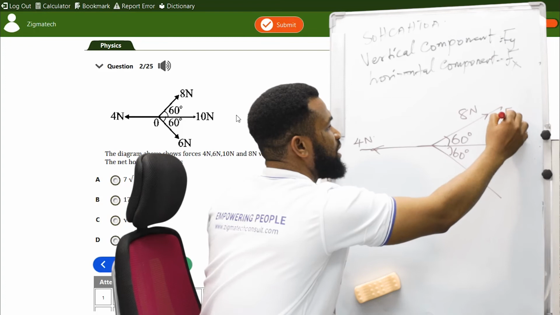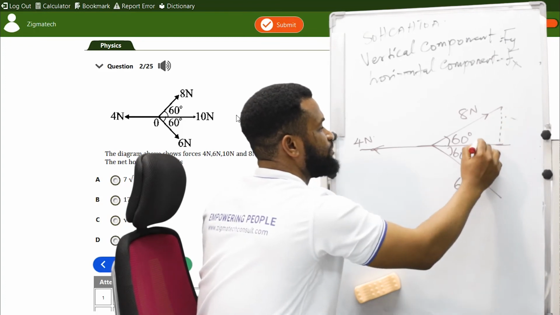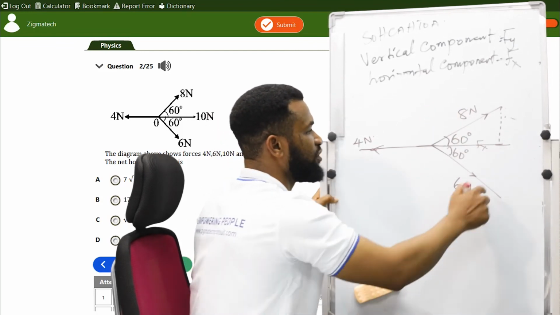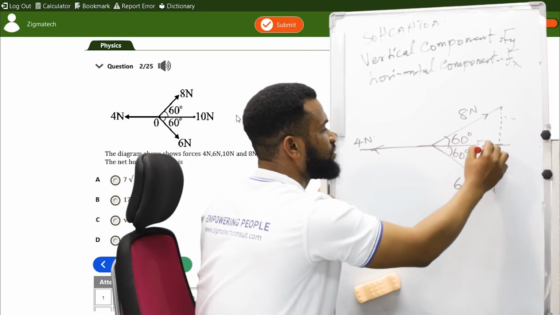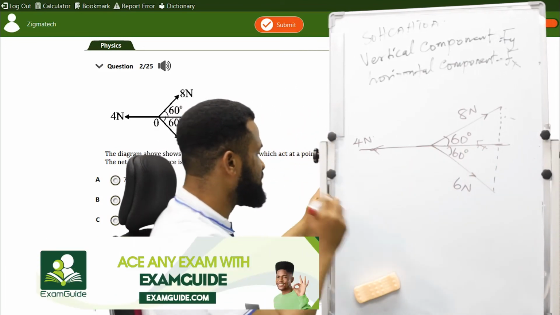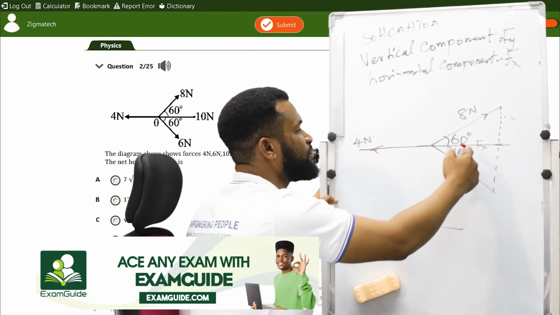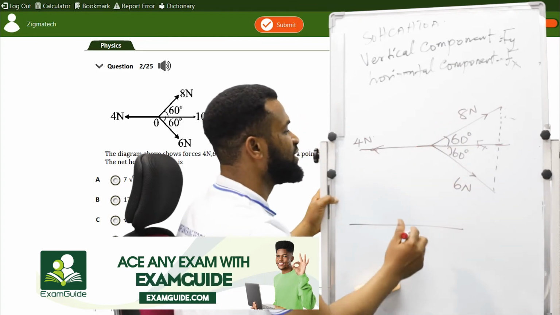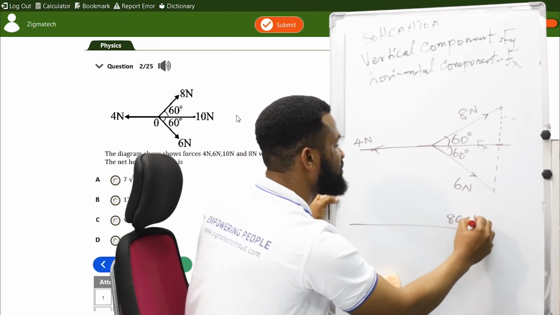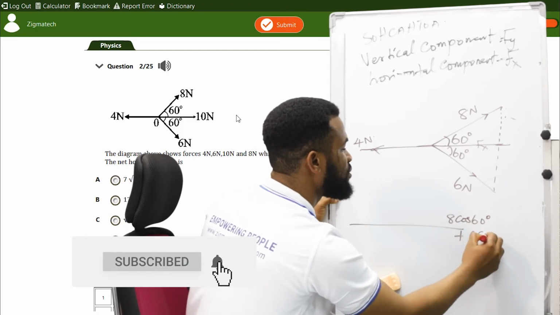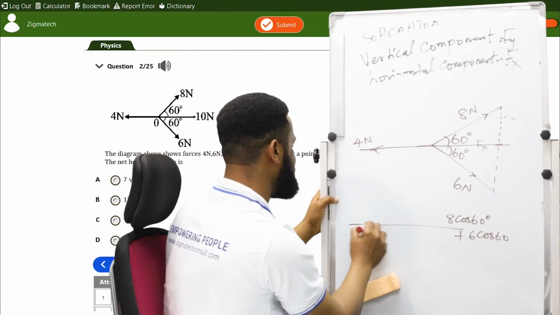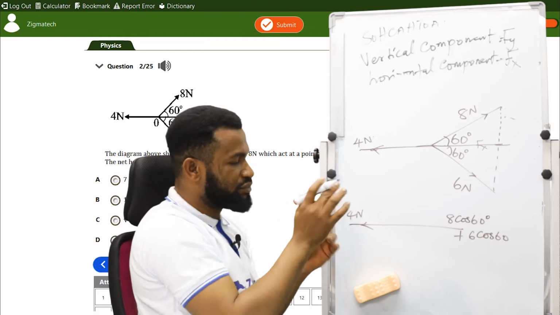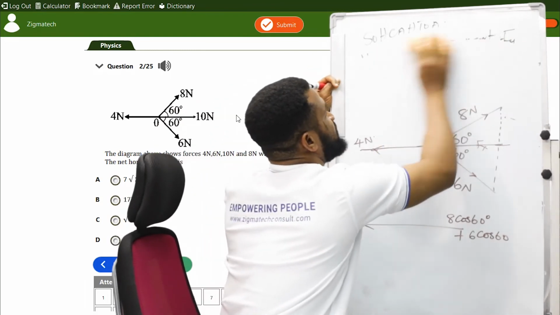I'm going to call this one Fx. This is Fx. That is adjacent over hypotenuse. And also this one, if I complete this one, it's also going to be adjacent over hypotenuse. So what is going to happen there is, I'm going to have 8 cos 60 plus 6 cos 60. And this direction is 4 Newton. What I did is simple. Let me explain better.